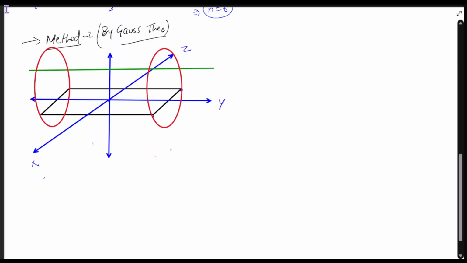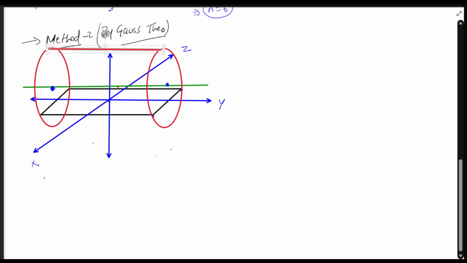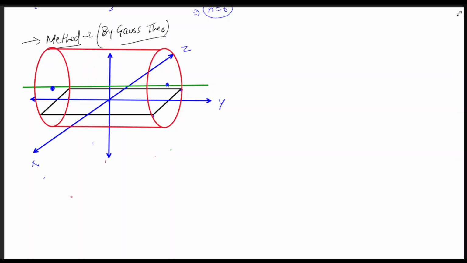Right? And this cylinder is of course symmetrical. So our wire is passing through the center of this. So these are the center points of this cylinder. So the cylinder will complete like this. Are you getting this cylinder?